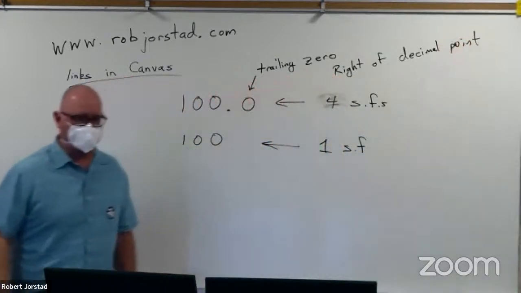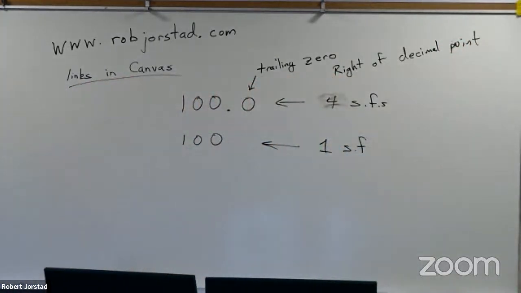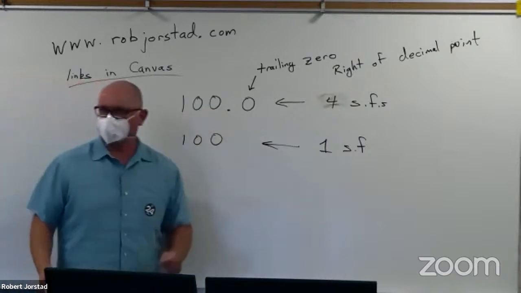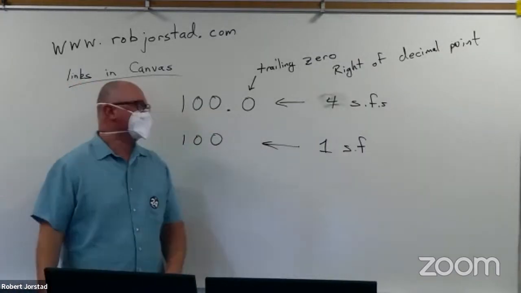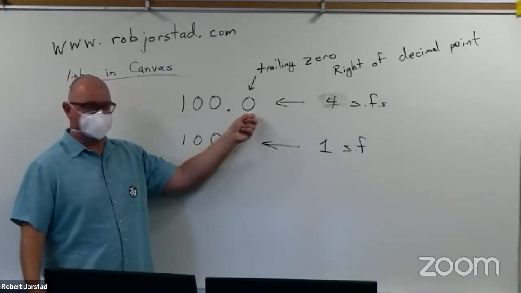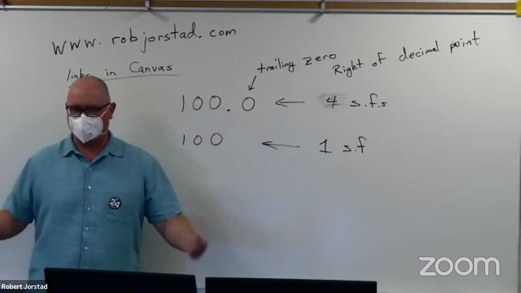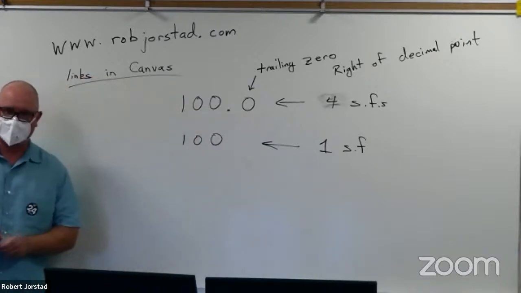Okay, if you have a trailing zero to the right of the decimal point, it suddenly becomes significant. Once this one is significant, everything in between is also significant. Is everybody okay with that?